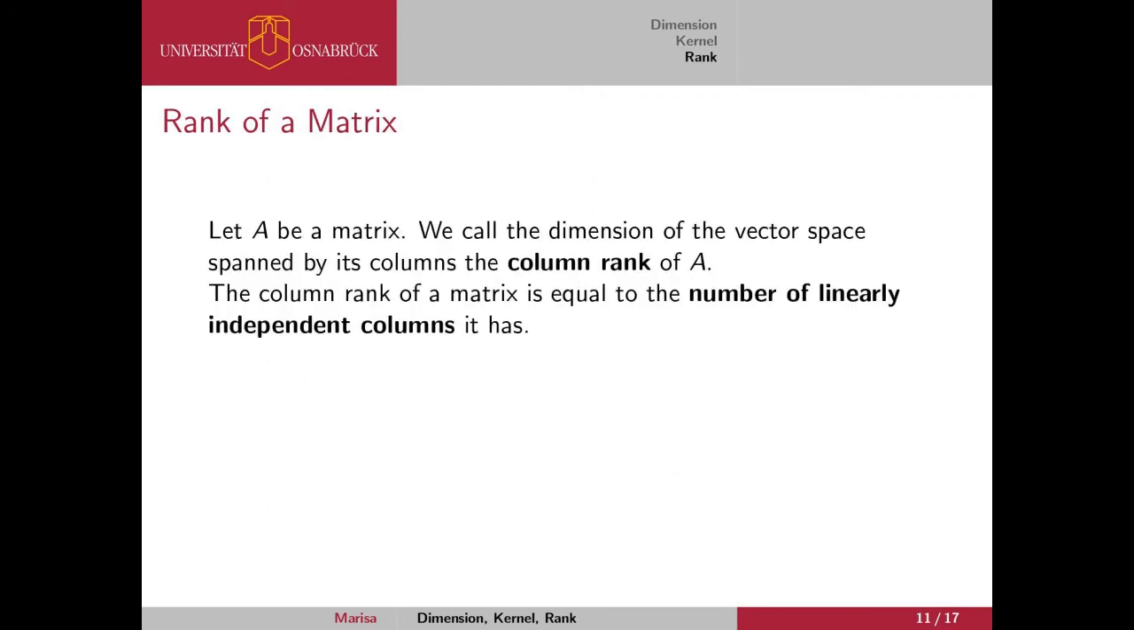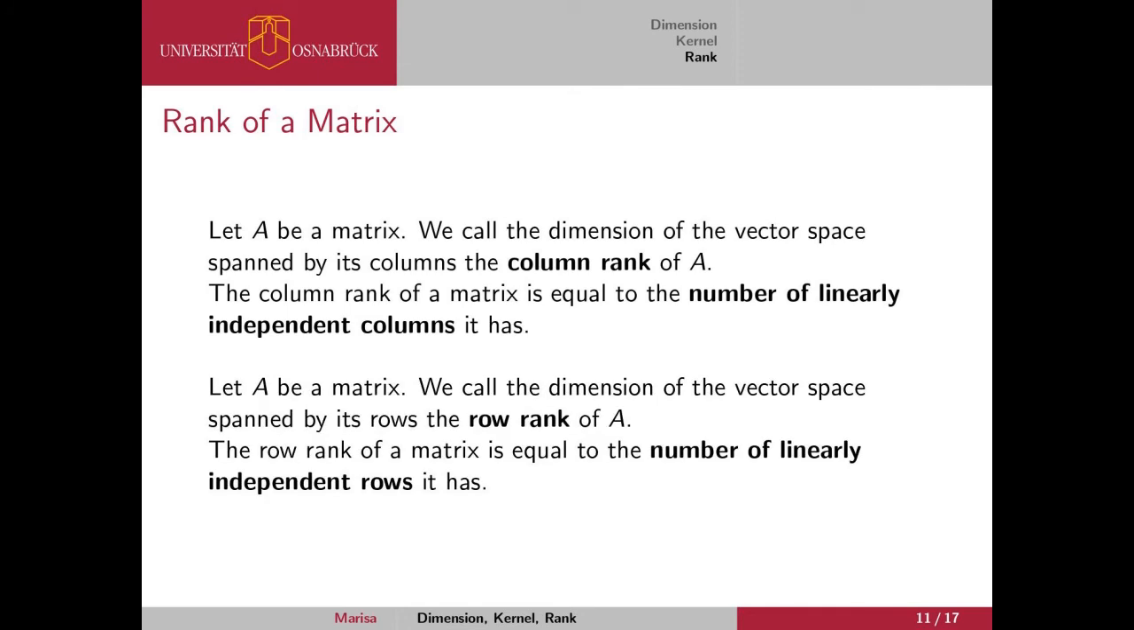Let us continue with the concept of ranks now. And first of all, we will start with the rank of a matrix. The definition is as follows. We have some matrix called A, and the dimension of the vector space that is spanned by its columns is called the column rank of A. And the column rank of the matrix is equal to the number of linearly independent columns that it has.